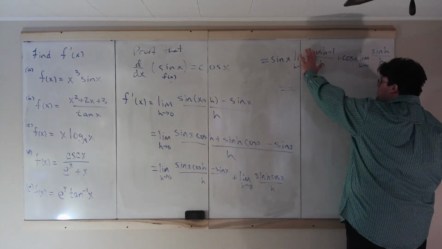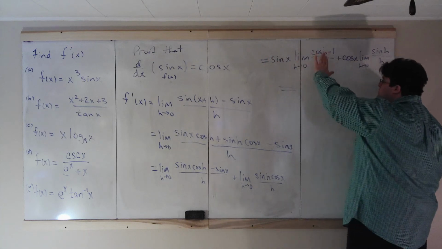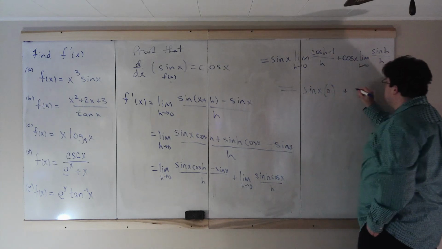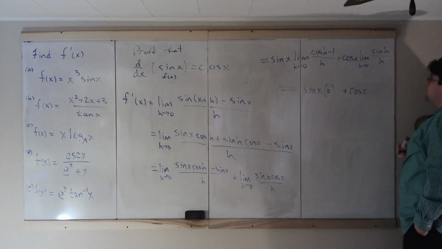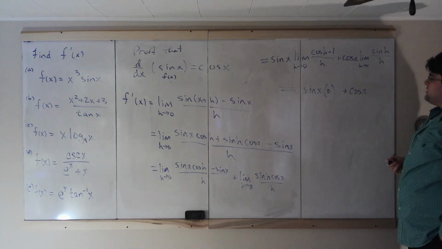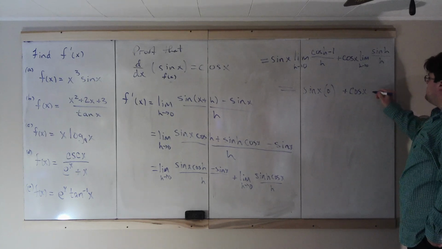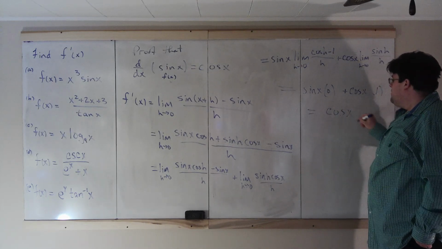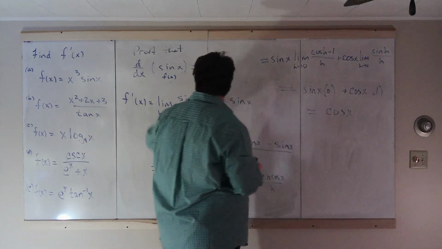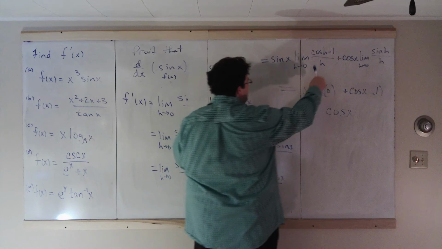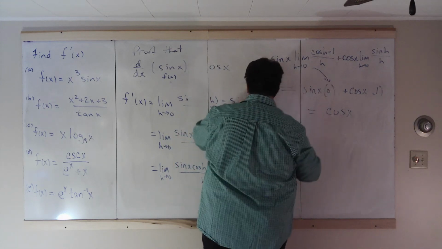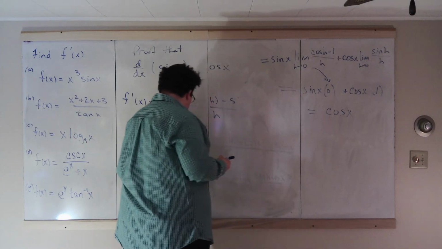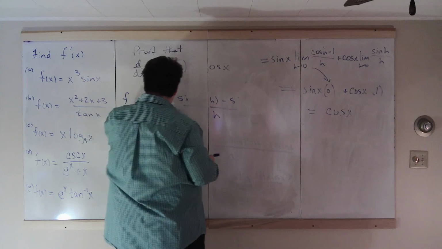So if this limit is 0, which I'll show in a moment, then this equals sine x times 0 plus cosine x. This limit is 1. Sine x over x as x goes to 0 is 1, so sine h over h as h goes to 0 is 1. And then if you simplify these, they just simplify to cosine of x. So all that's left to show is that that limit is 0. How can we show that? Well, I'll show you over here how we can show that.